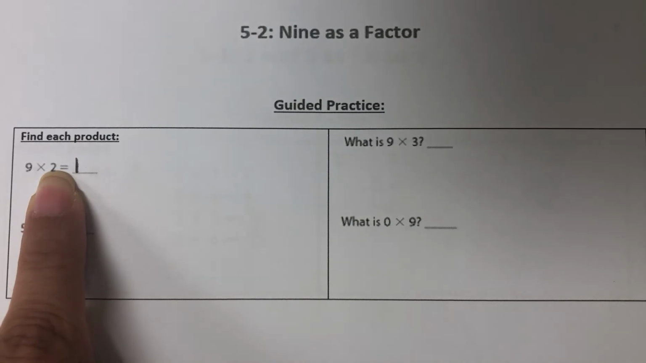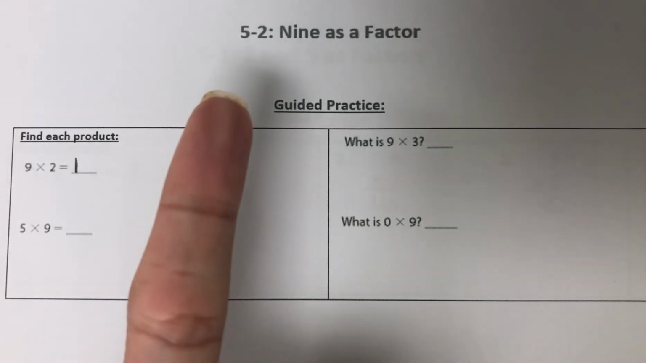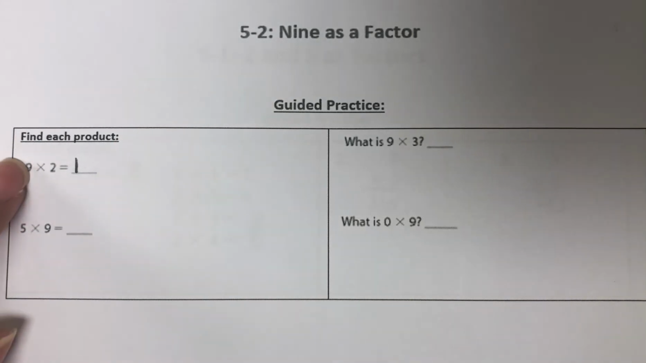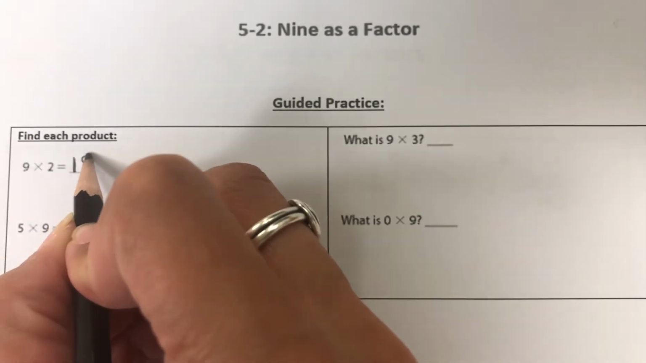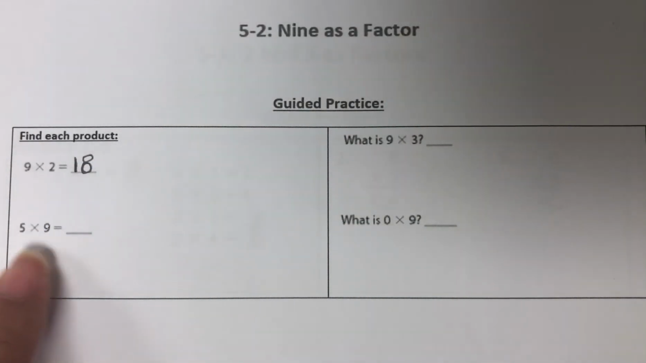Okay? To get the digit in the ones place, we have to ask ourselves, how many more fingers do I need to add to 1 for it to equal 9? And that is 8, because 8 plus 1 is 9. So my answer is 18. Okay? Looking on to the next one.